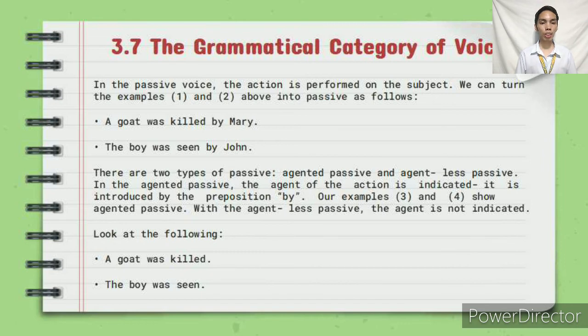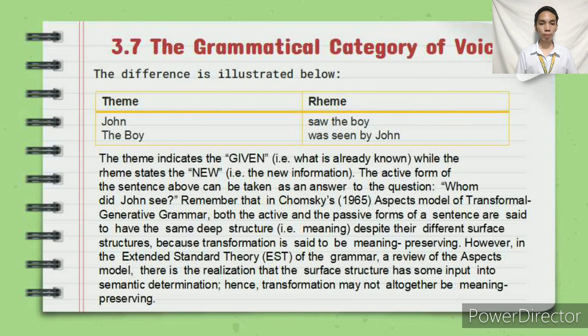There's no "by" word, and there's no person who is acting upon the subject, the goat. "The boy was seen." This is also an agentless passive voice sentence. The difference is illustrated below.